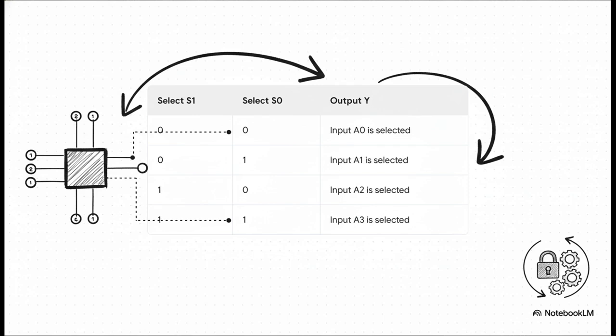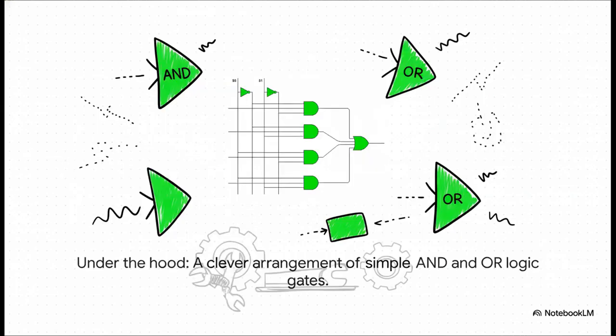You get the idea. Every single combination of those select lines points to exactly one input. It's a simple and totally foolproof system. And you know what's really cool? If you peek under the hood, it's not magic. It's all just a really clever arrangement of the most basic things in electronics, AND gates and OR gates.